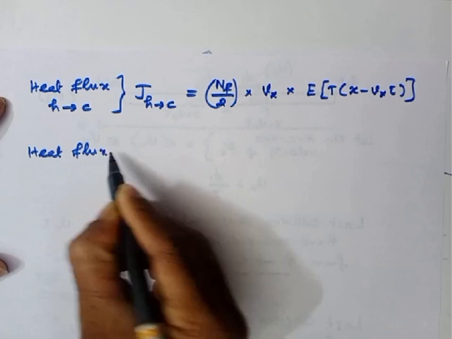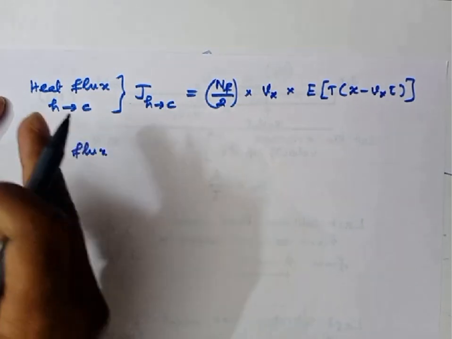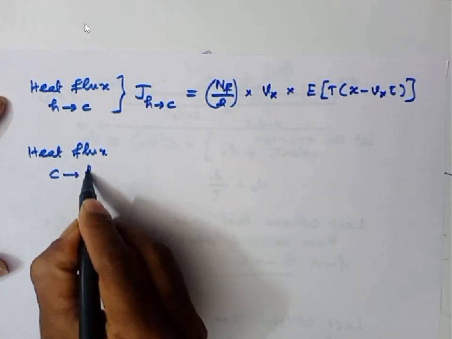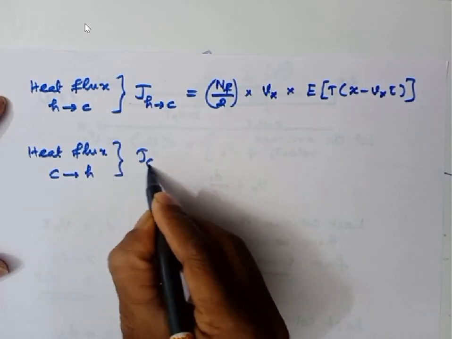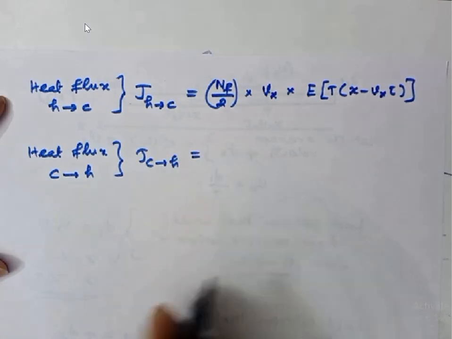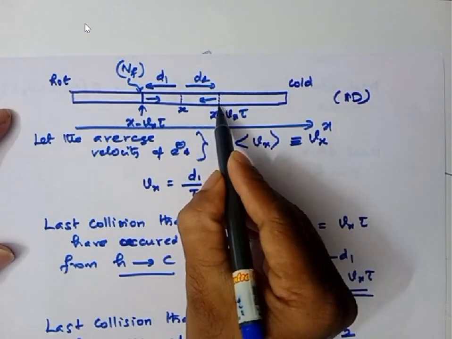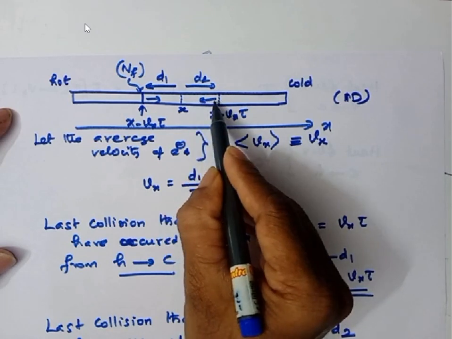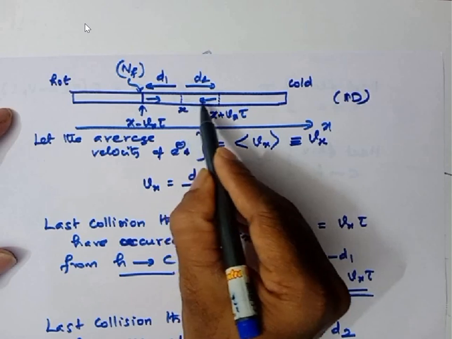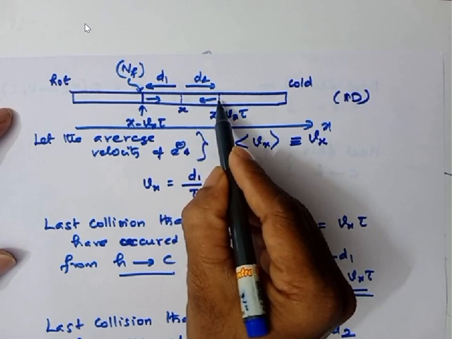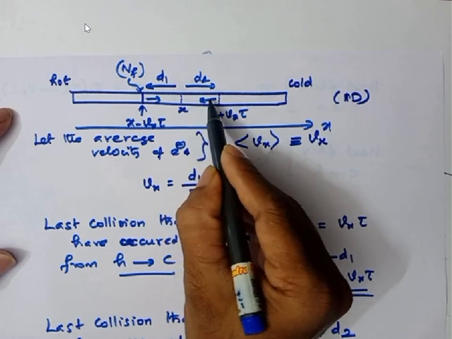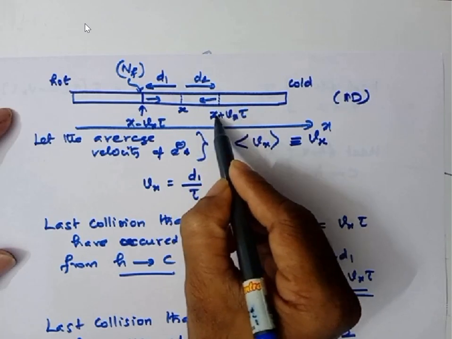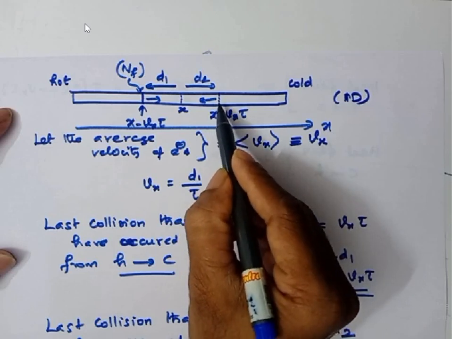Because electron motion is completely random, electrons not only move from hot end to cold end, they also move from cold end to hot end. So what is the heat flux from cold end to hot end? We have to consider this point now. From this point, assume that there is no collision, on average, between X and X plus Vx tau. So whatever electrons are moving towards X from this point carry the energy possessed by the free electron at this point.